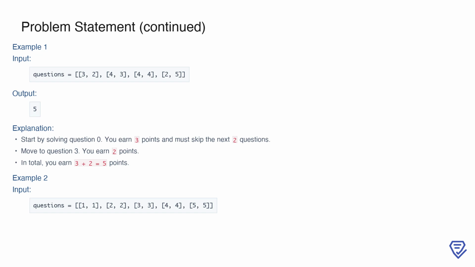Suppose the input array questions is [[3,2],[4,3],[4,4],[2,5]]. Here, the first question offers 3 points and requires skipping the next two questions if solved. Solving it gives you 3 points, and you move directly to question 3, which offers 2 points. Adding these together gives a total of 5 points. This is the optimal solution for this example, as no other combination of solved questions yields a higher score. The output for this case would therefore be 5.